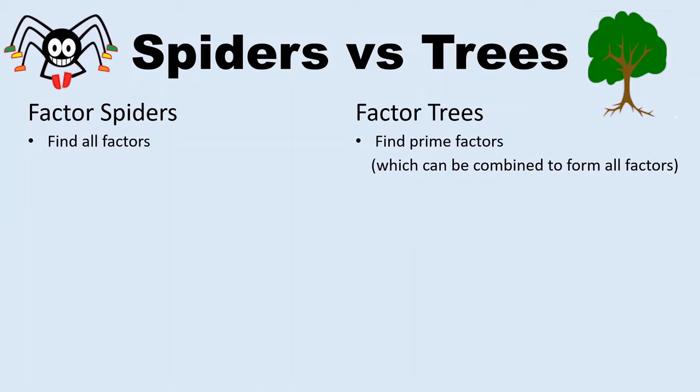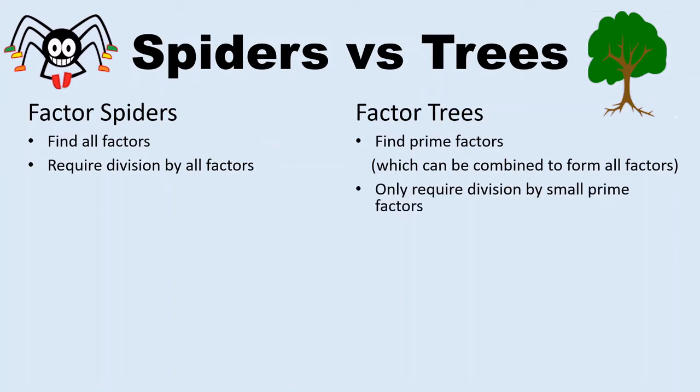However, we can combine these prime factors in all different possible ways to form all of the factors, and I'll show you some examples of that in a second. Factor spiders require us to be able to divide by all of the factors in order to find the factor pairs, while factor trees only require divisions by small prime factors, so it requires a little bit less mental calculation. Factor spiders are only used to find factors.